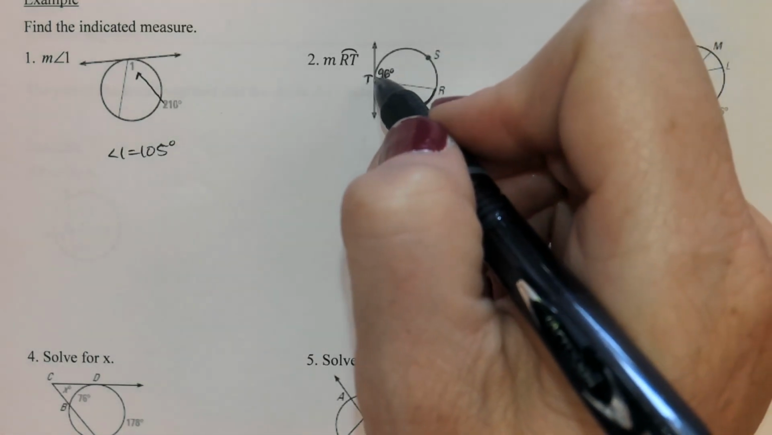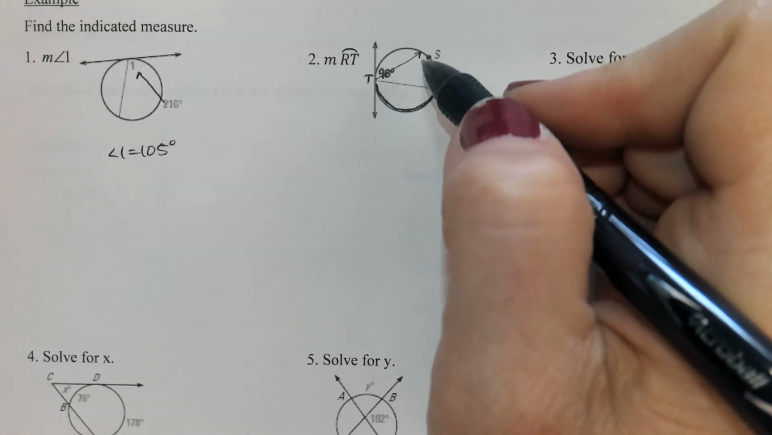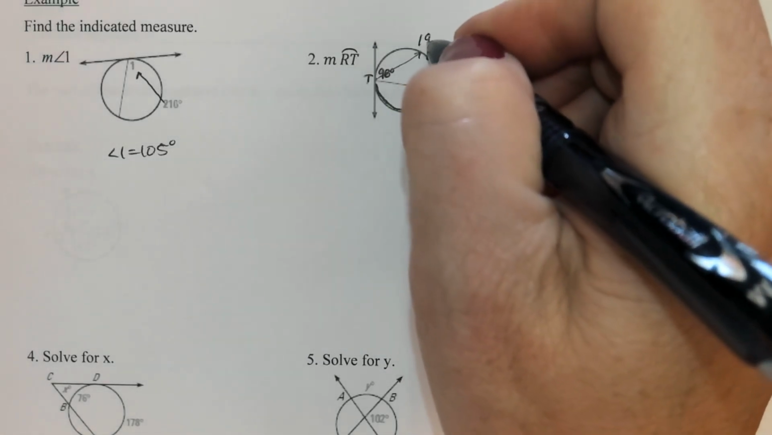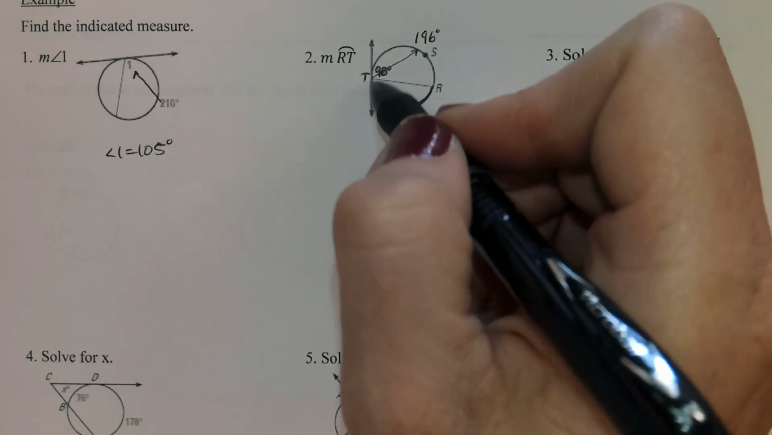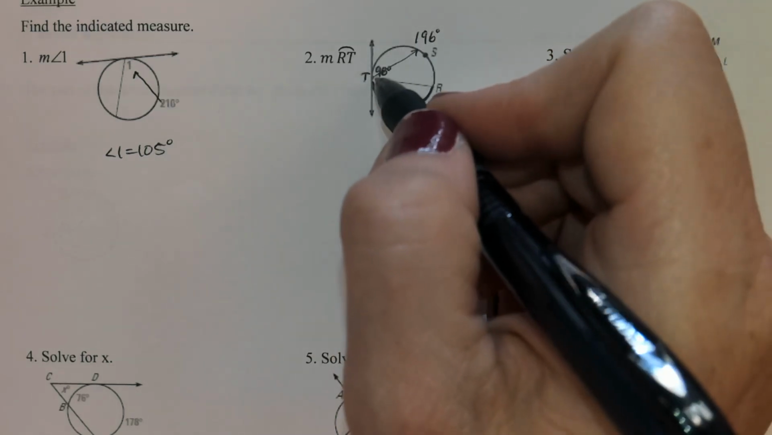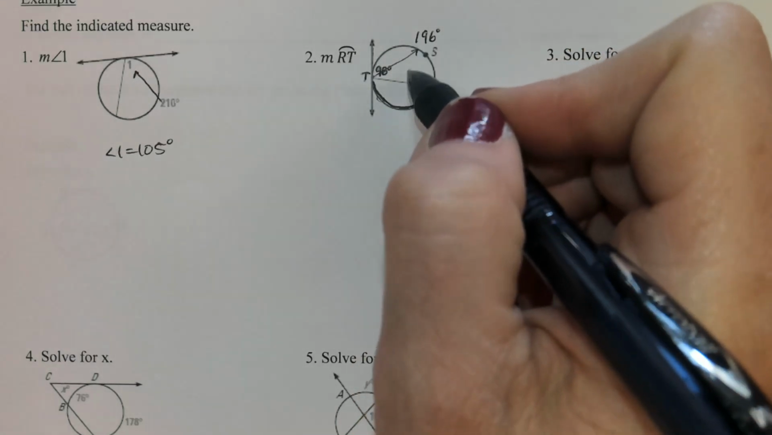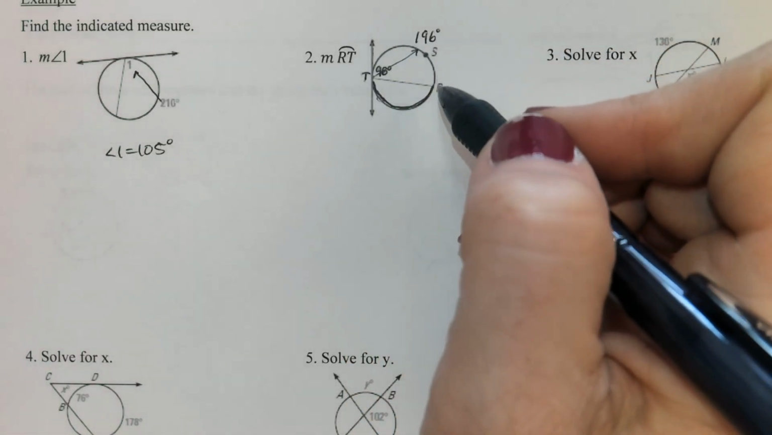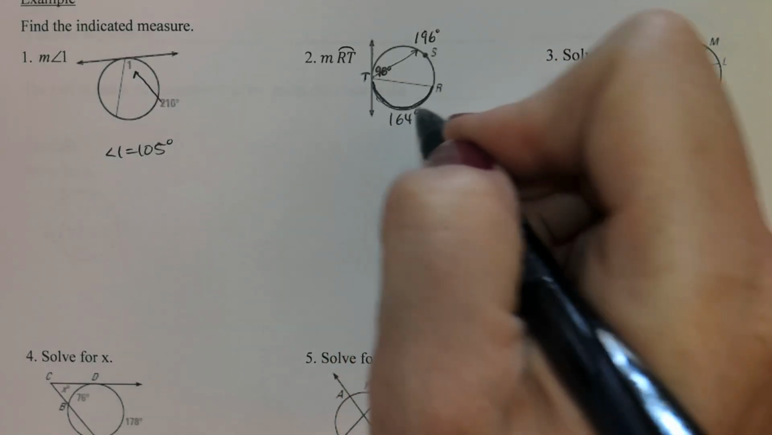So if that angle is 96, then that means that this arc is 2 times that. So that's 196. And then this, we could do this a couple different ways. So now that I have that arc, this circle is 360. So I could minus the 196, and that would leave me with 164. That would be my arc.